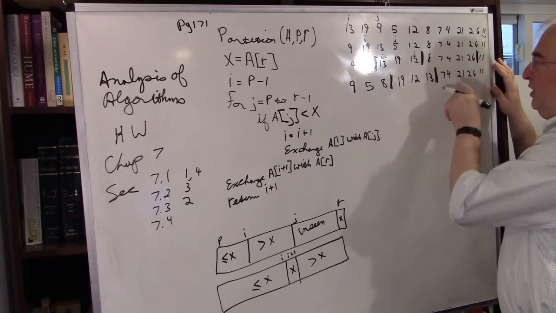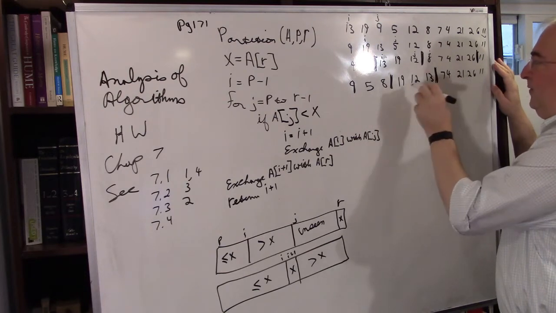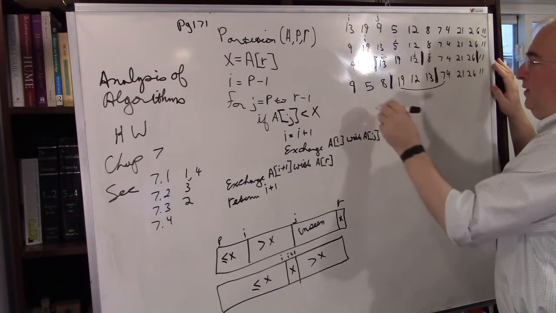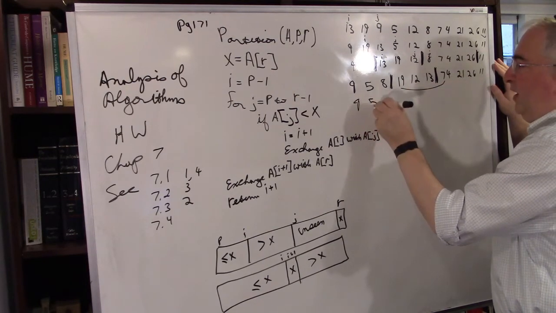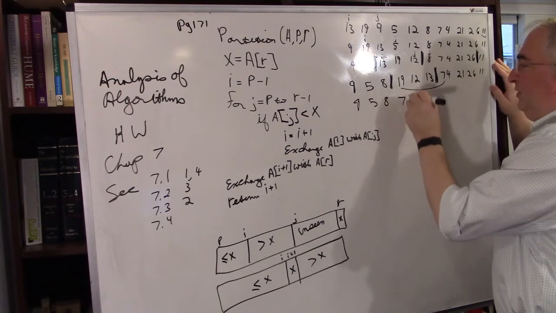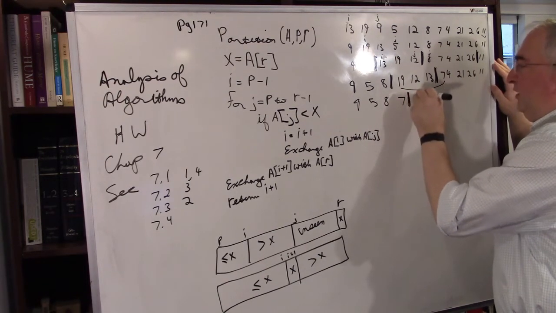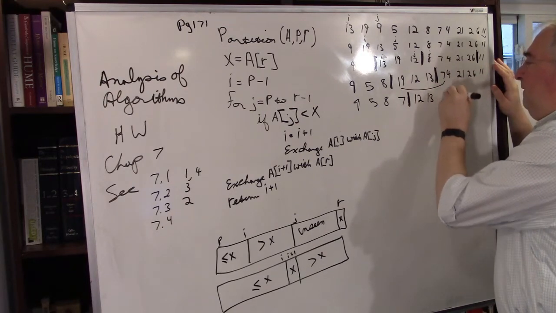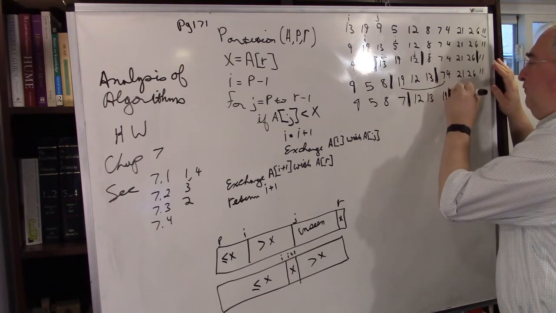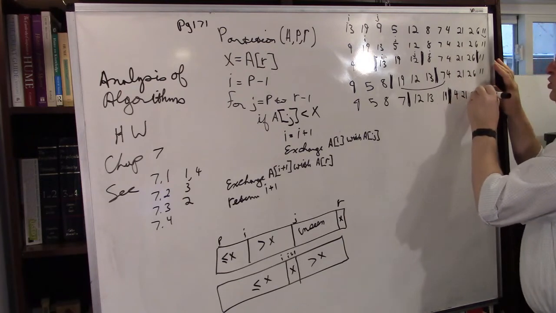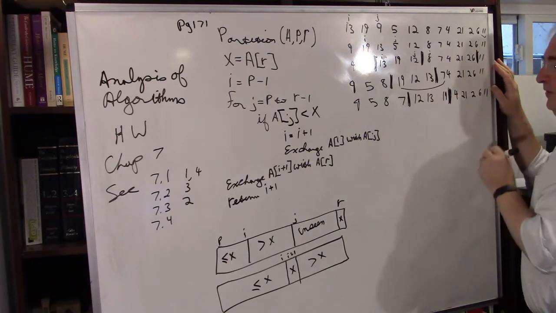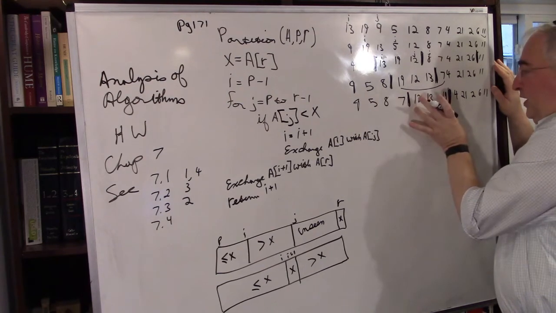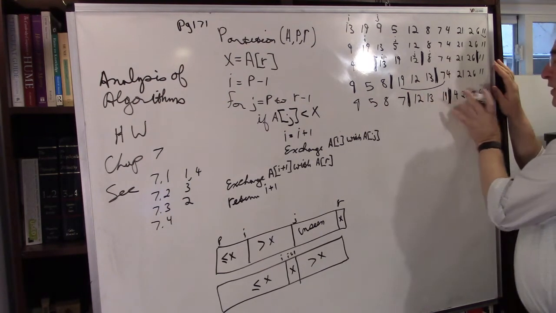Okay, so we're now going to swap. We're getting to 7. We're going to swap 7 and 19. So it's going to be 9, 5, 8, 7, thick line, 12, 13, 19, thick line, 4, 21, 2, 6, and 11. Okay, all less than 11, all more than 11, all unseen.